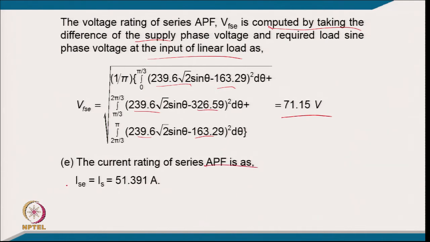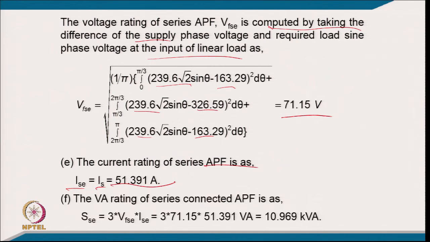The current rating of the series active filter is IS equal to 51.391 ampere, and the VA rating of the series active power filter will be 3 times voltage and current. So, putting the value of this, it comes to 10.969 kVA.